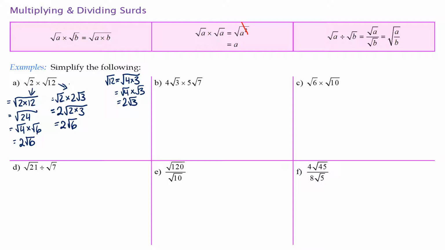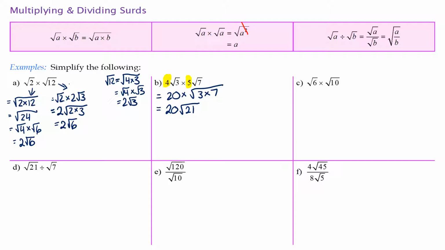So in the next one, I've got 4 root 3 times 5 root 7. So in order to do that, look at your numbers first. You've got 4 times 5, which is 20. Then you have the square root of 3 times the square root of 7, so times by 3 times 7, which is going to be 20 square root of 3 times 7, which is 21. And you have to think to yourself, can I simplify that 21? No, I can't, so I'm done.